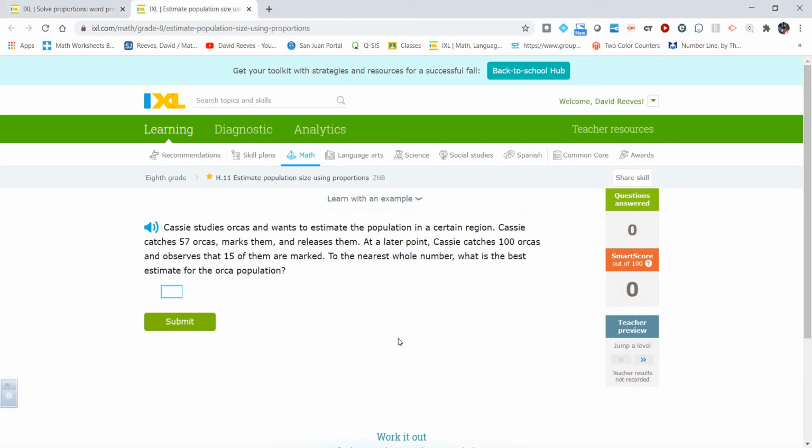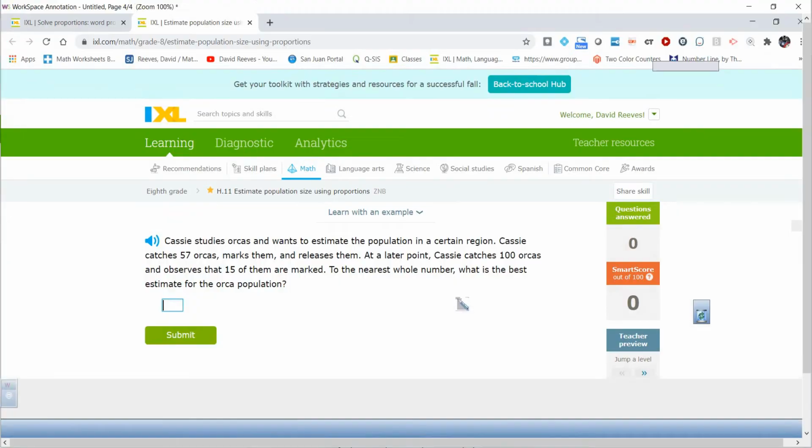All right, the next and final skill we're going to cover in this video is estimating population size using proportions. So this is going to be very similar. It's just like a specific case of what we were just doing. It's just going to be the same kind of problem every time.